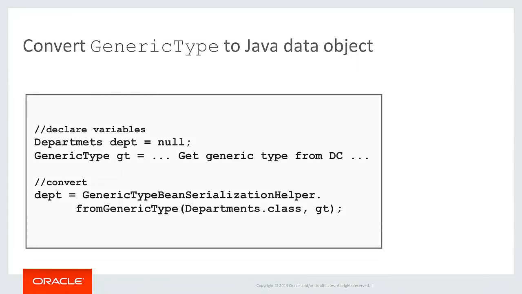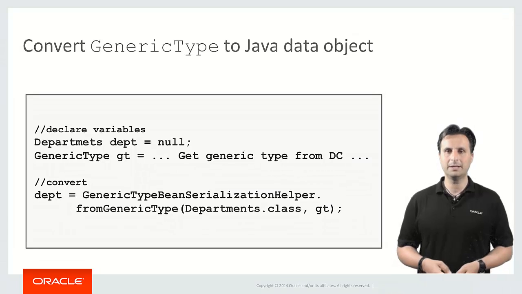So here's an example, just going for the little bit that really demarks the conversion. I have a Departments entity object here, and this Departments entity object should be populated with the results that I find in a generic type. Now in this case the generic type is considered to be not a collection but a single object of type department.